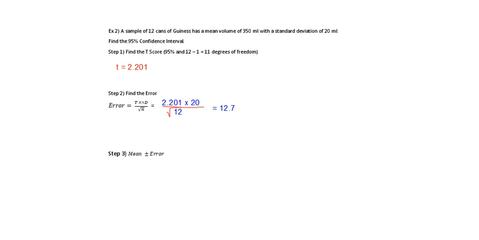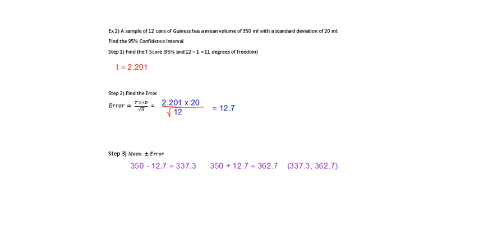Finally, we can do mean minus error and mean plus error. So let's see. We'll do 350 minus 12.7, which is equal to 337.3. Then 350 plus 12.7, which is equal to 362.7. So our 95% confidence interval is from 337.3 to 362.7. Just like that.